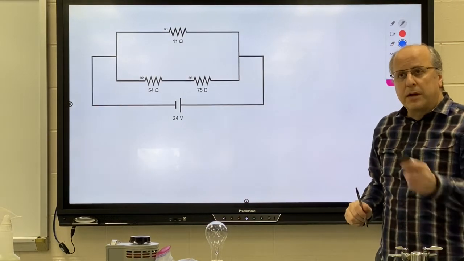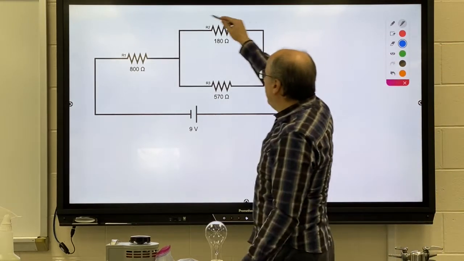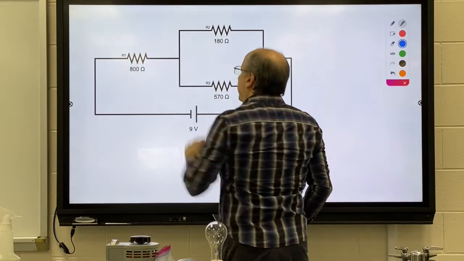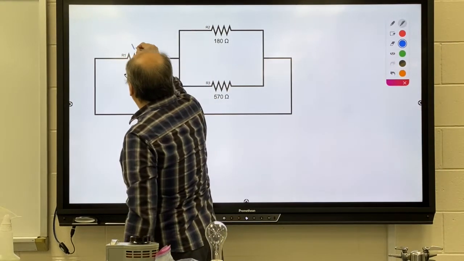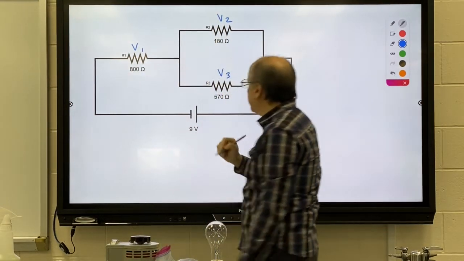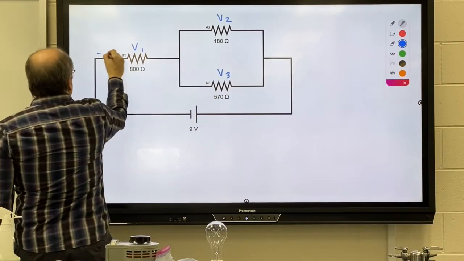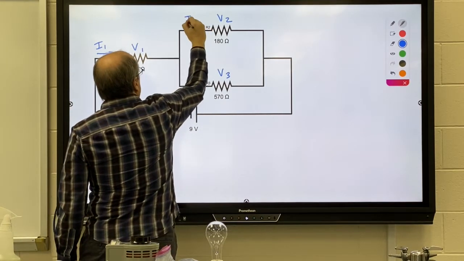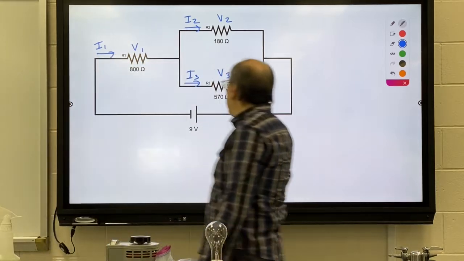Okay, a little bit more complicated this time. This time we have these two in parallel, and together they are joined with the 800. I'm going to label this voltage 1, voltage 2, voltage 3 for my three different resistors. I'm going to have current 1, I'm going to have current 2, and I'm going to have current 3.